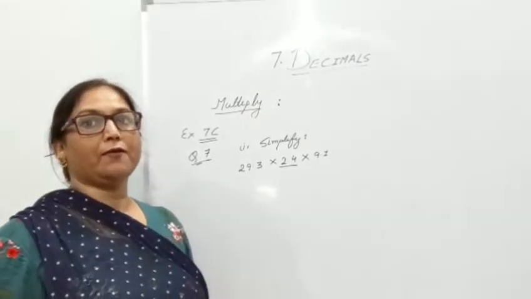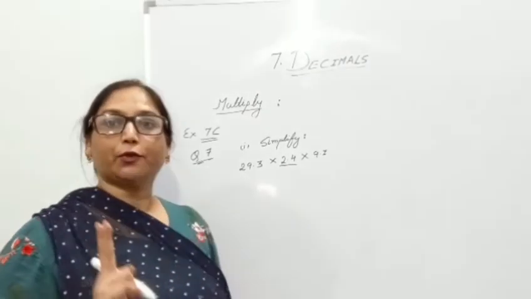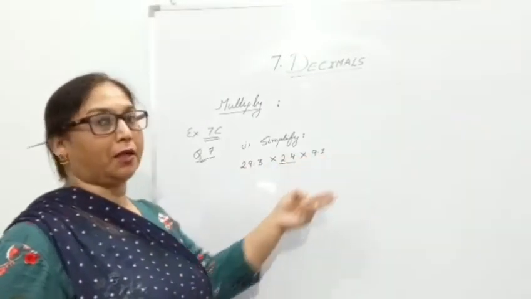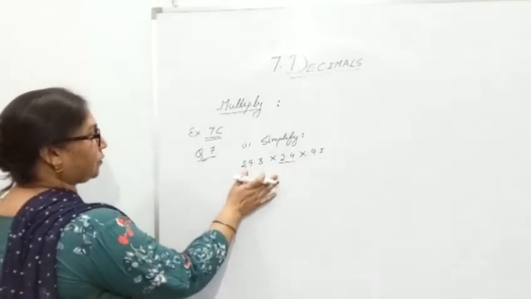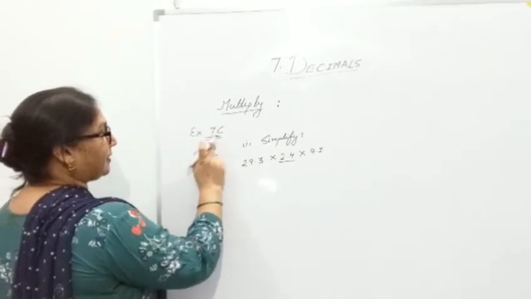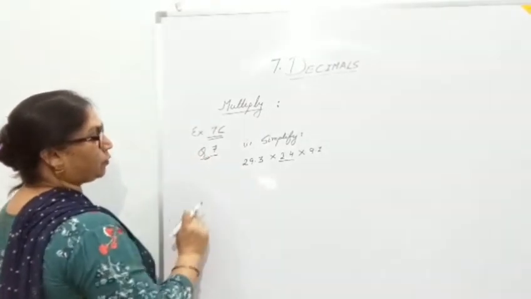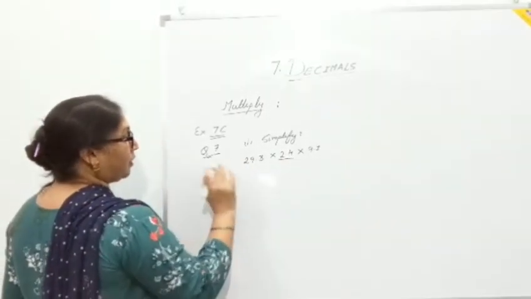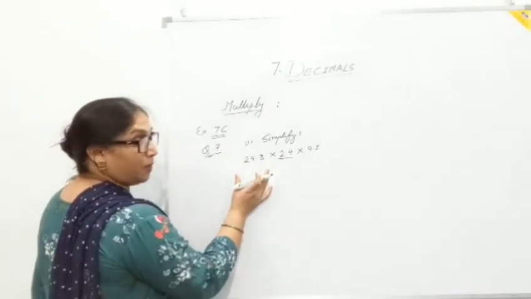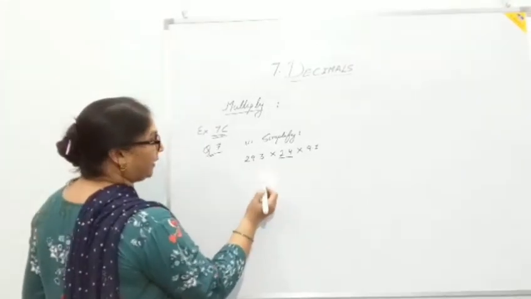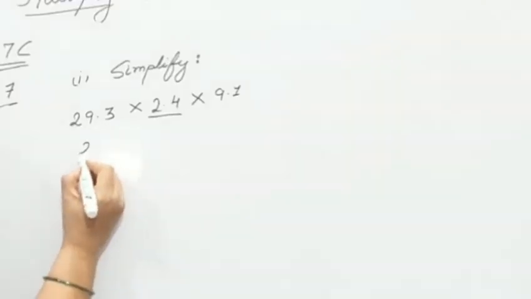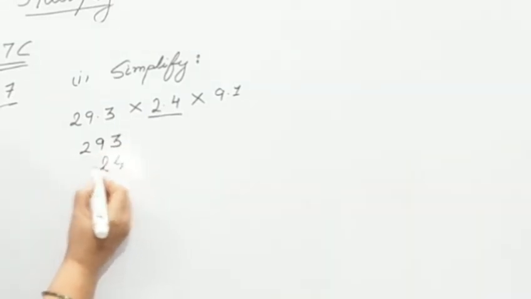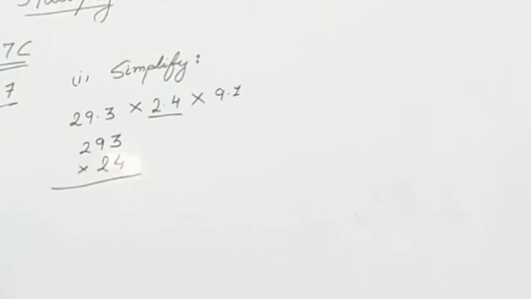Children, till now you have learned the multiplication of 2 decimal numbers. Now the next example is multiplication of 3 decimal numbers. This question is from your book, exercise 7C, question 7 first part. So how will you proceed? First you multiply the first 2 decimal numbers. While multiplying, assume them as whole numbers, so don't bring the decimal down. So this is 293 into 24, and proceed like a simple multiplication of whole numbers.